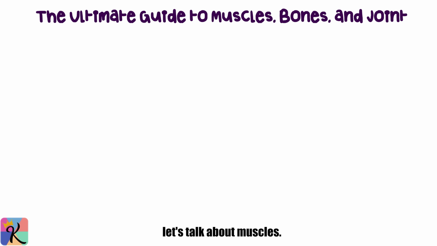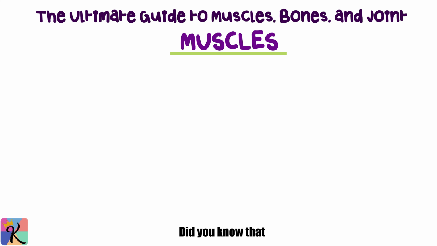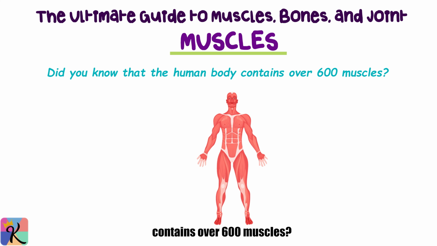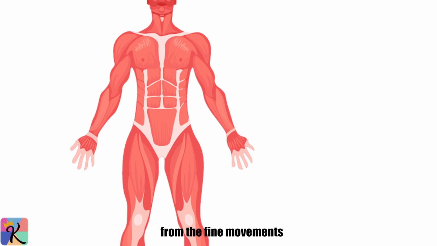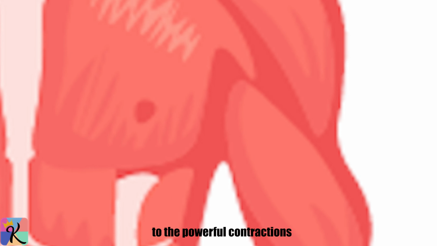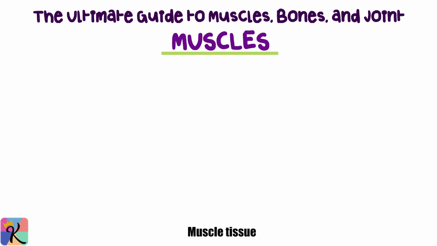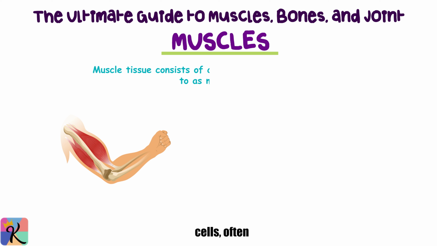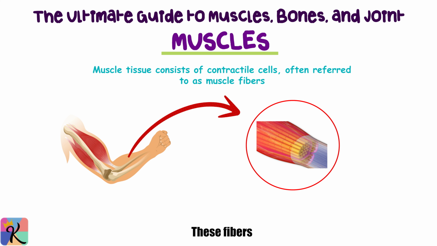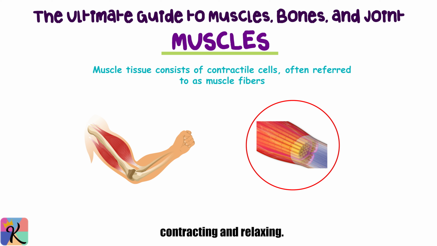First up, let's talk about muscles. Did you know that the human body contains over 600 muscles? Each one is meticulously designed to perform specific functions, from the fine movements of your fingers to the powerful contractions of your heart. Muscle tissue consists of contractile cells, often referred to as muscle fibers. These fibers are the building blocks of muscles, and they work by contracting and relaxing.